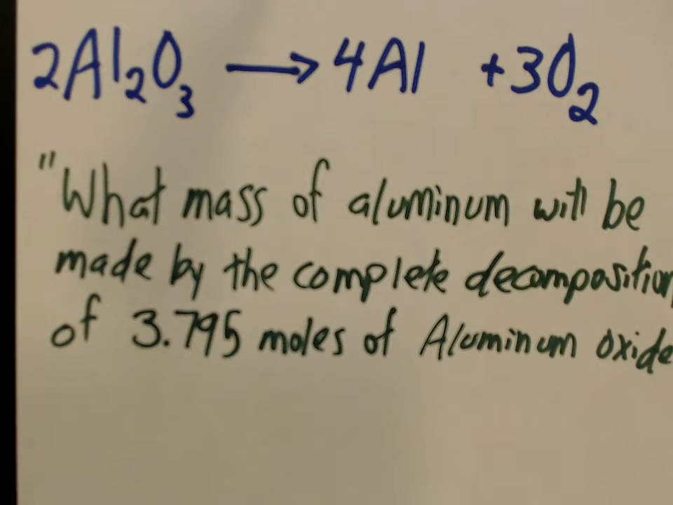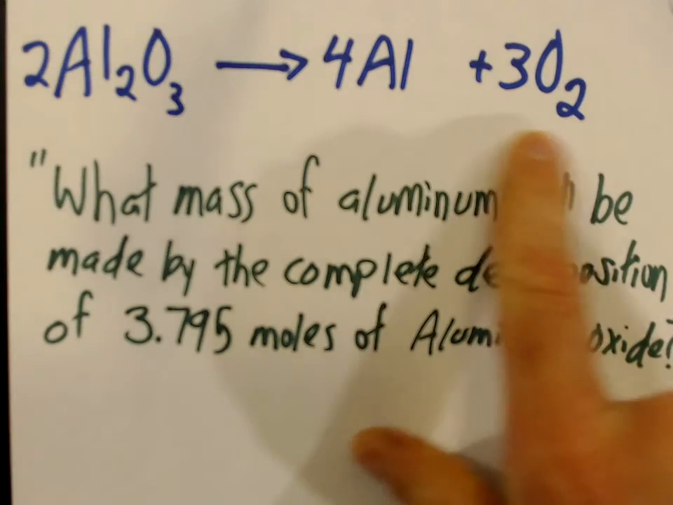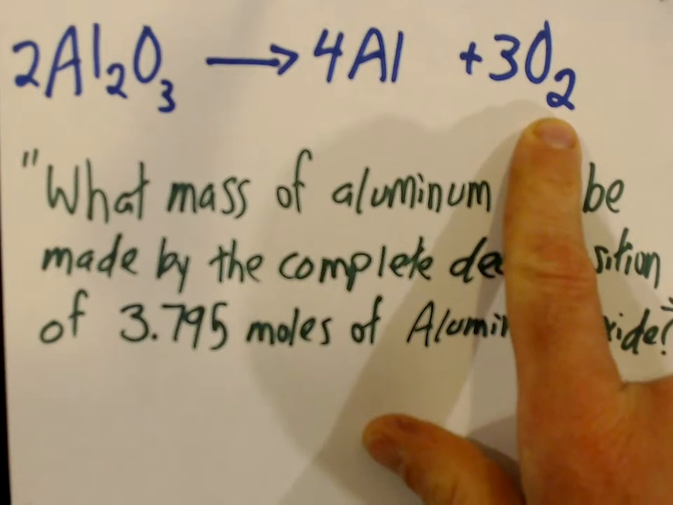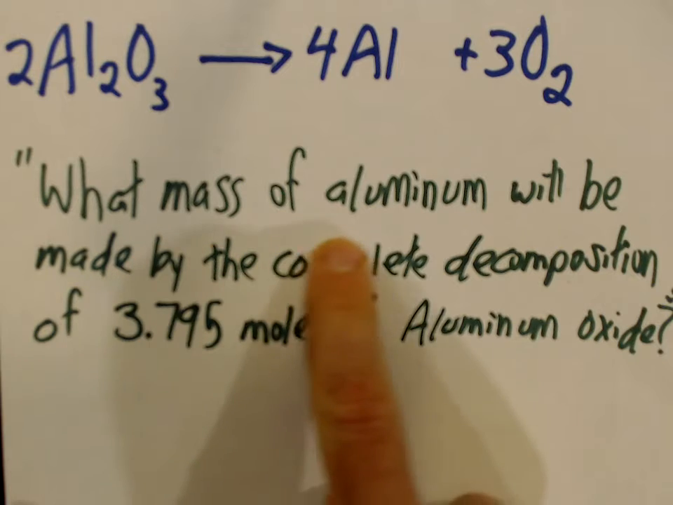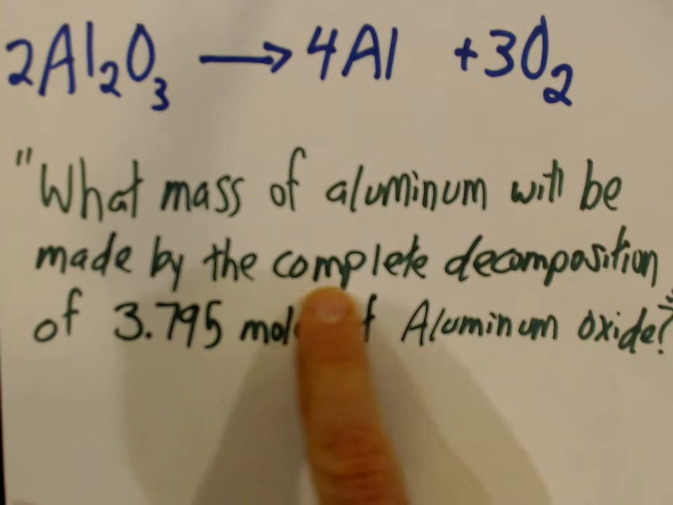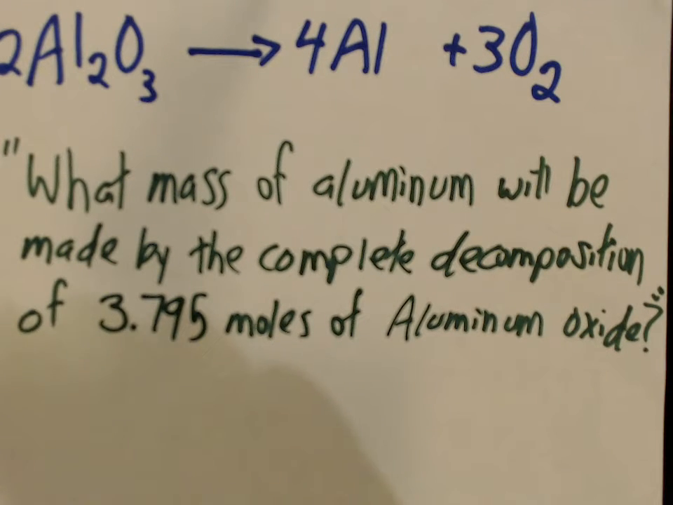And then you'll get a chance to have a go on your own. Here we have a nice reaction between aluminum oxide breaking down into plain old aluminum and a breath of fresh air, oxygen. What mass of aluminum will be made by the complete decomposition of 3.79 moles of aluminum oxide?